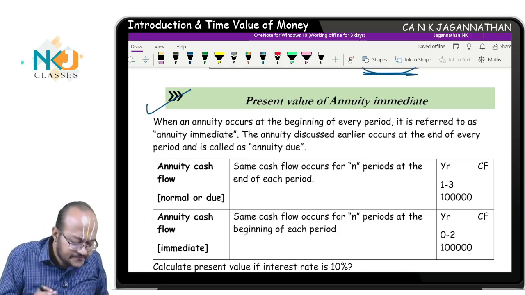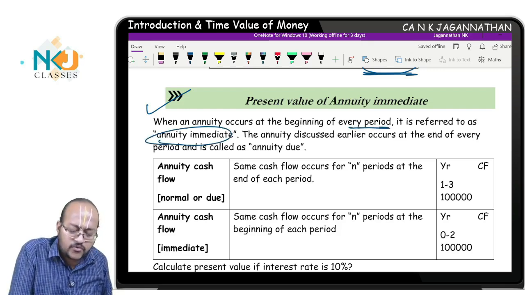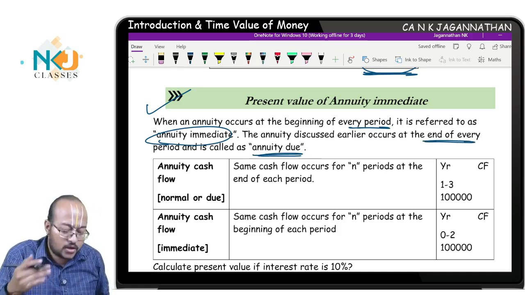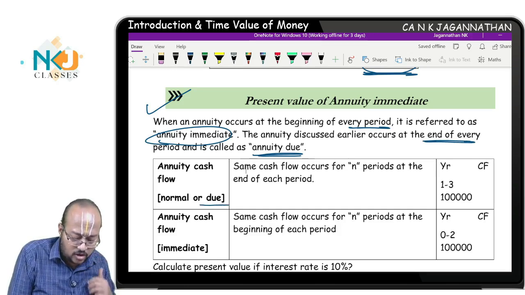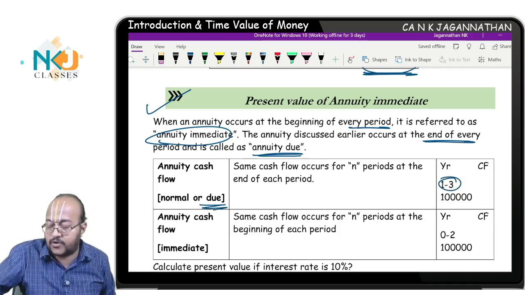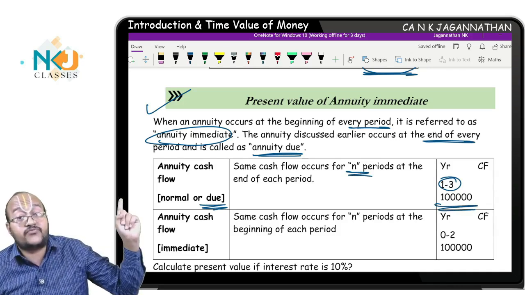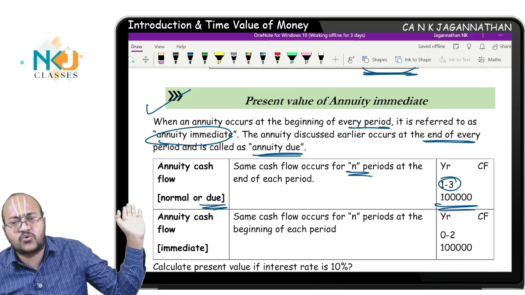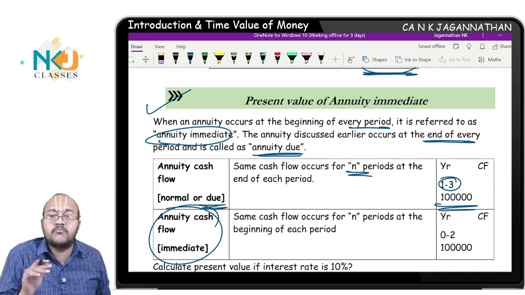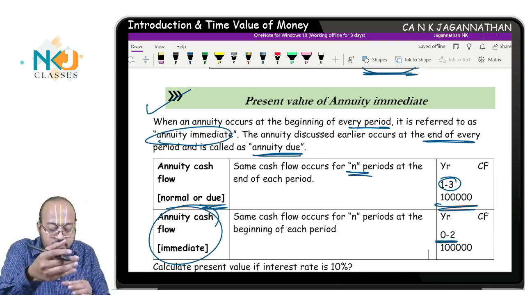Very simple. See here. When annuity occurs at the beginning of every period, it is referred to as annuity immediate. The annuity discussed earlier, which occurs at the end of every period, is also called annuity due. Now see here, annuity cash flow, normal, at the end of the period: year 1 to 3, which means at the end of year 1, end of year 2, year 3, you are going to receive 1 lakh. For that, how do we bring it to present value? Use the annuity factor, 2.4868, that number you got, multiply and find it out. Now what we are going to discuss is the annuity immediate cash flow, which means year 0 to 2, which means year 0, now itself, you will receive 1 installment.